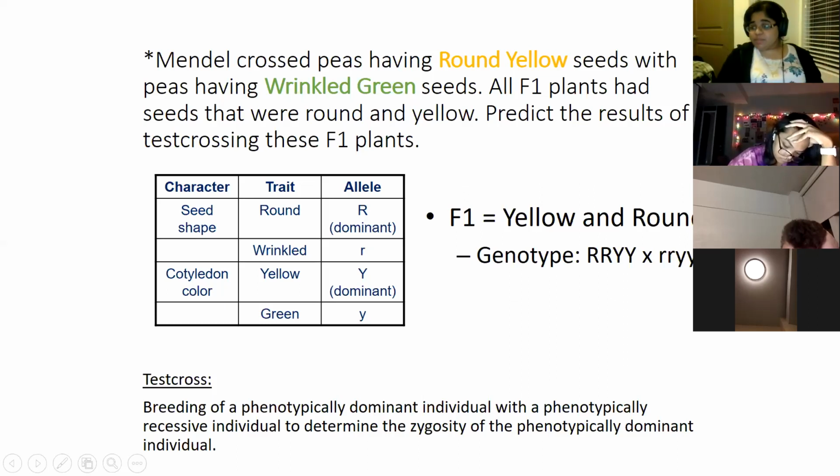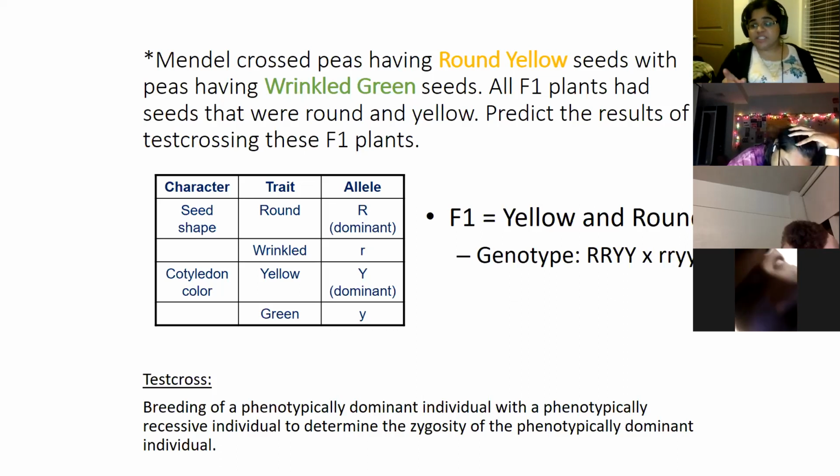But if we didn't know that, we would be like, okay, how would we actually figure out the zygosity for this? We do that by a method called test cross. Test crossing is a test in which you breed a phenotypically dominant individual with a phenotypically recessive individual to actually determine the genotype of that phenotypically dominant individual.